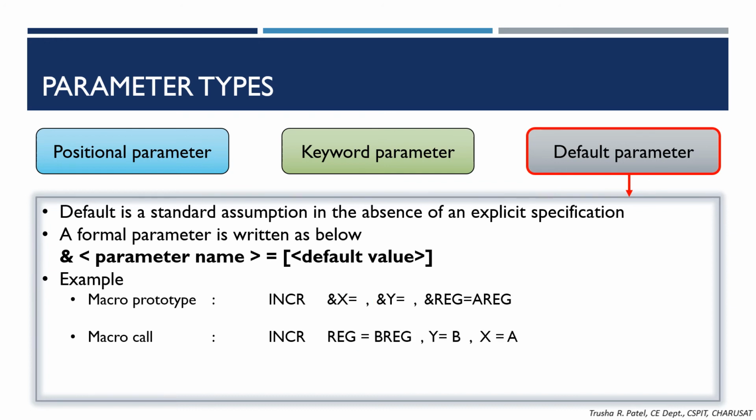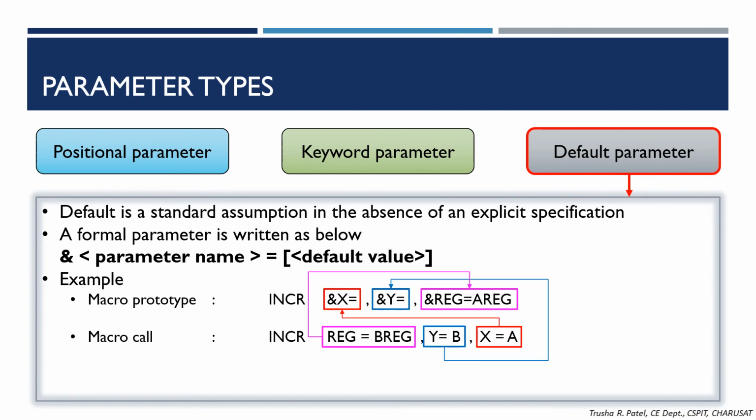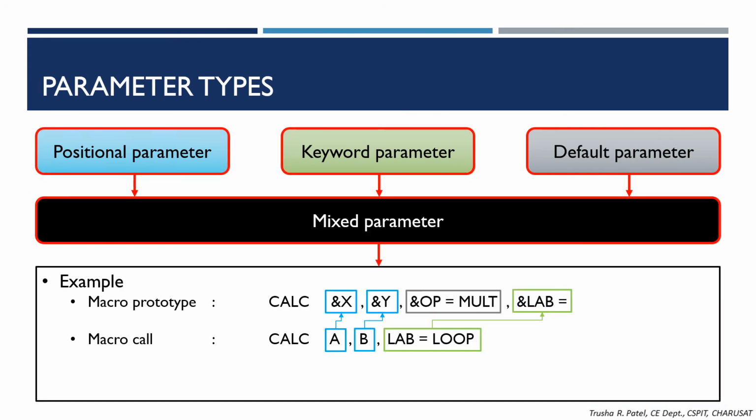But in a second example, if we explicitly mention that REG equals to BREG, then instead of taking the default value, it will map BREG to the REG argument. The next is the mixture of parameters. You can see in the example the parameters I have highlighted with blue color, that is the positional parameter. The parameter highlighted with green color is your keyword parameter, and gray color is your default parameter.